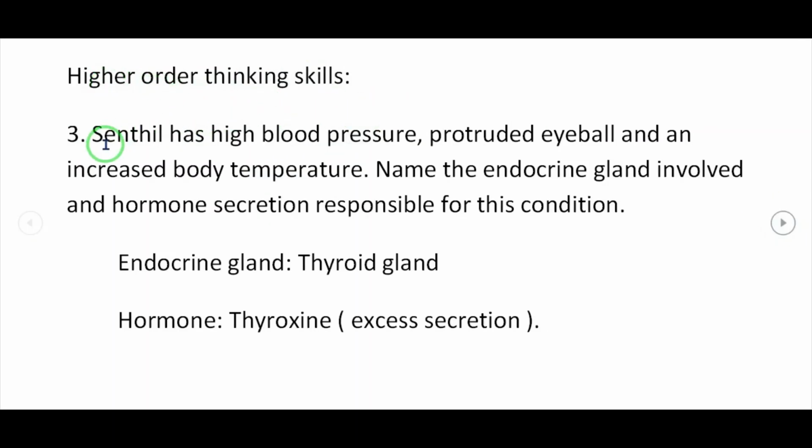Higher order thinking skills. Question number 3. Senthil has high blood pressure, protruded eyeball and an increased body temperature. Name the endocrine gland involved and hormone secretion responsible for this condition. So, which endocrine gland is involved? The endocrine gland is thyroid gland. Hormone, which hormone? Thyroxine hormone. Excess secretion of thyroxine hormone.